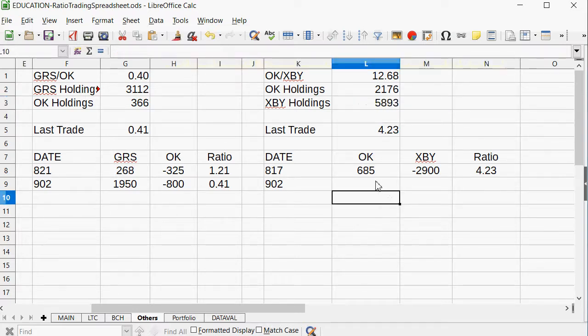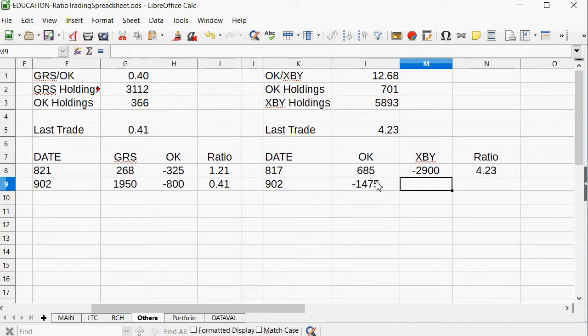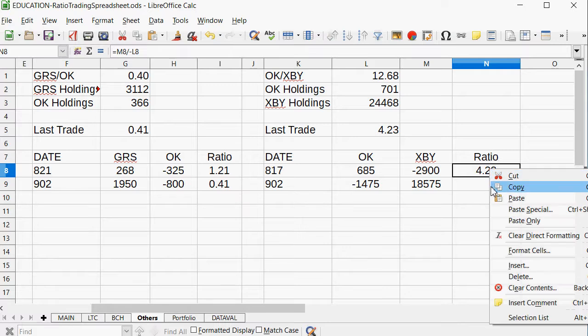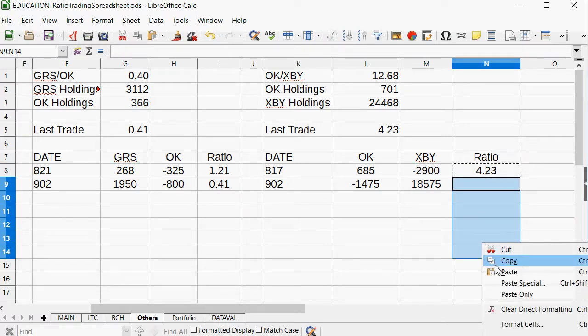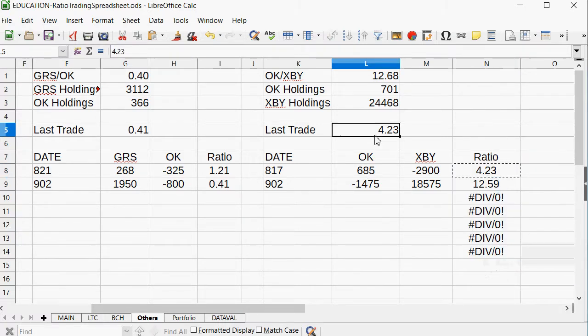Okay, so owning 2,176, let's go 1,475. With the ratio being 12.68. That's how many we would get more. So about 18,575. Wow, that'd be a big buy. But now you just made it go up to 24 because of a move like that, which is really what I'm looking to have happen along the way.